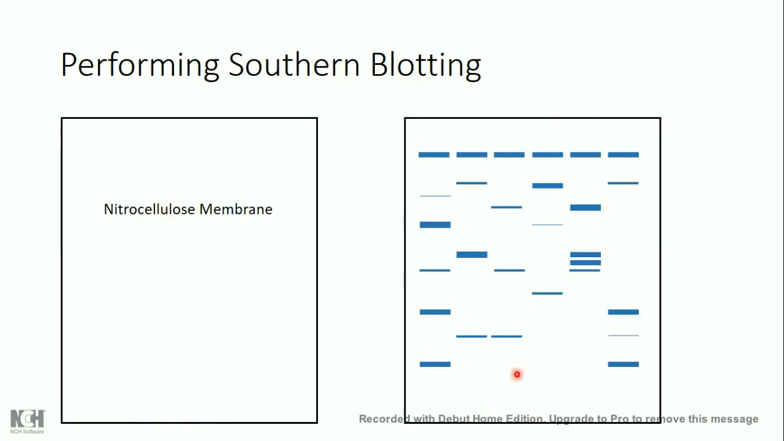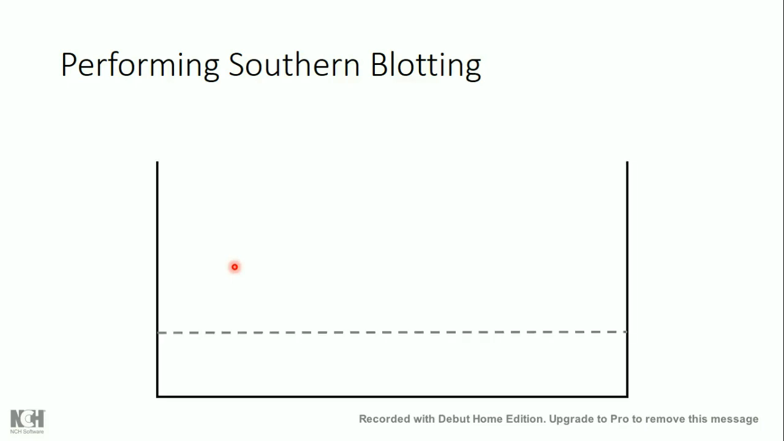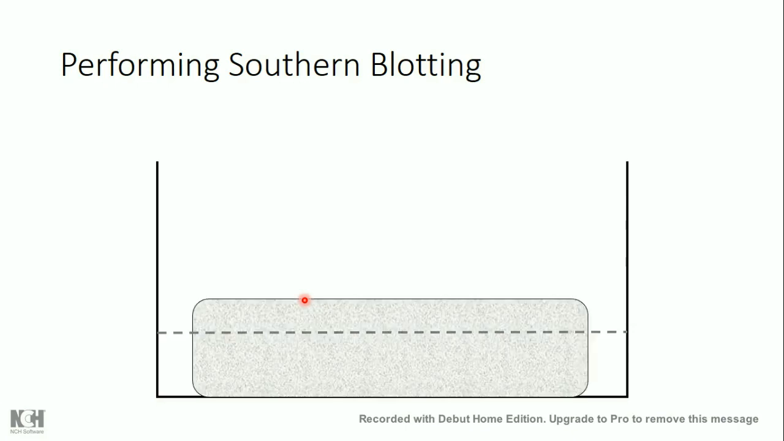Now, how can I perform the transfer step? In order to perform the transfer step, first I should use a chamber like this, filled with buffer. The buffer is an alkaline buffer. Then I use a sponge. So this is a sponge. Then I put my gel.